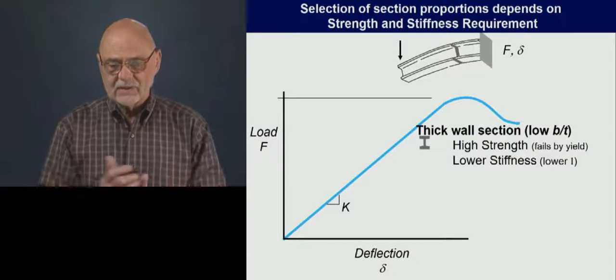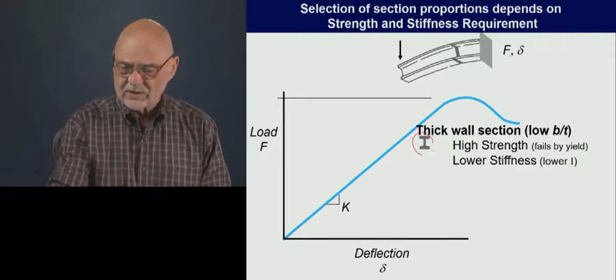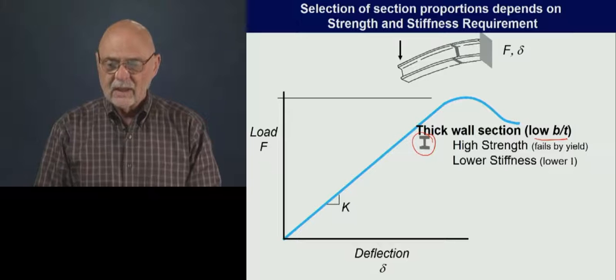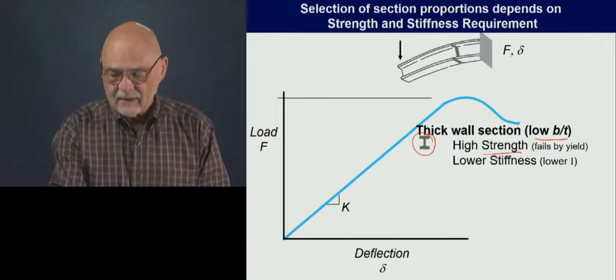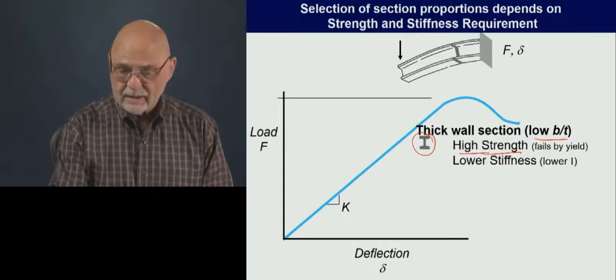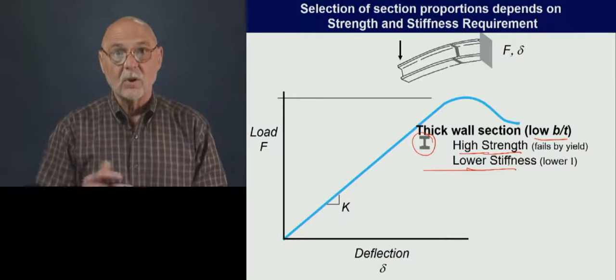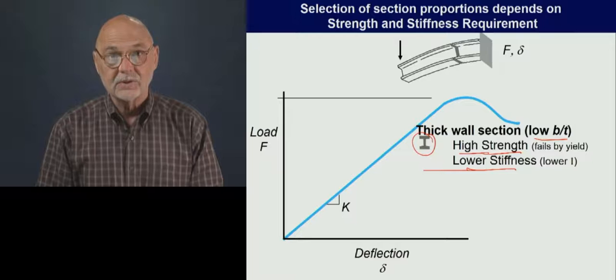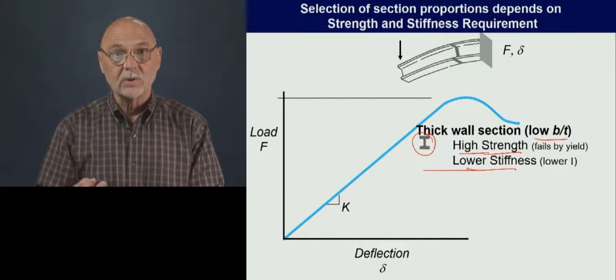So here is a generic thick wall section, has a low B over T. We saw that these things have very high strength because they fail by yield, but they have a lower stiffness. They have a lower moment of inertia value for a similar weight.